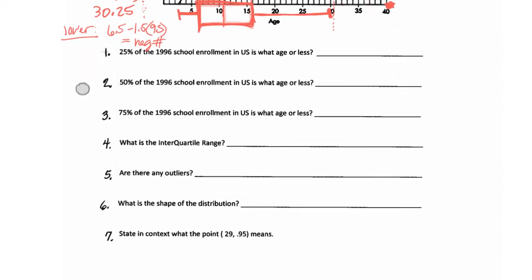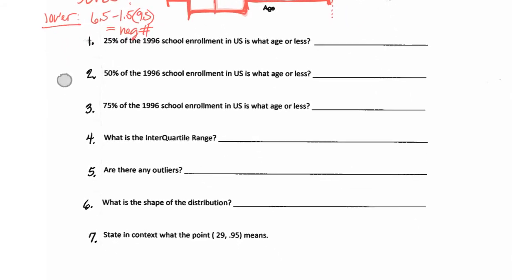Okay, so let's answer all these questions here. The 25th percentile, what age or less? Good. 50% was what age or less? 75% was what age or less? Our IQR then was 9.5. Are there any outliers? At least one upper. So just get used to giving all that information. At least one upper outlier.